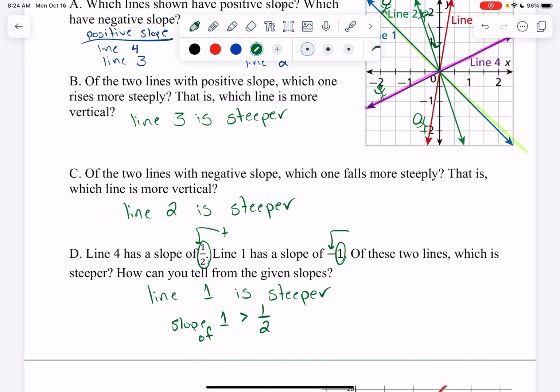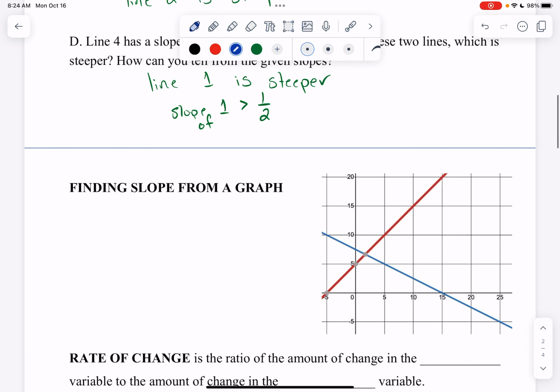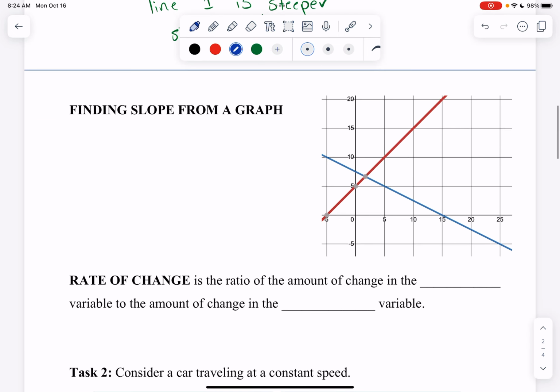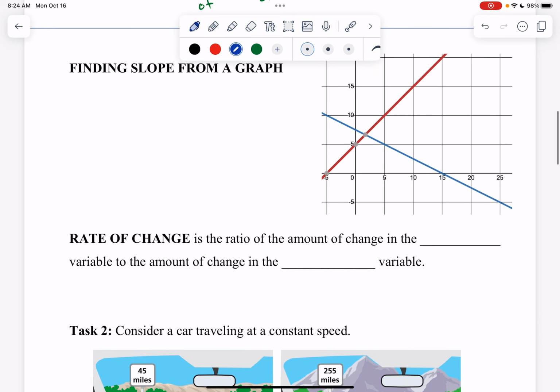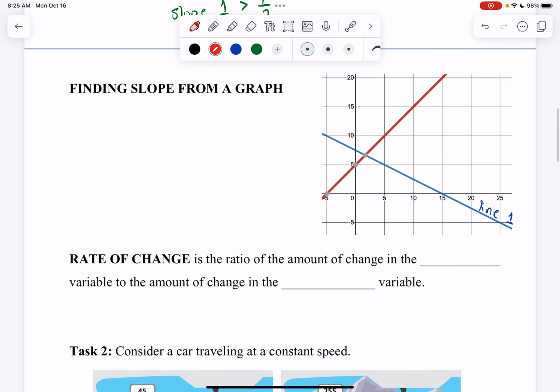Okay. So now how do we find, here we talked in this part D, we talked about giving numerical values to slope. How do we find that slope? One way is you can find slope from the graph. So here I have two different lines. I have a blue line. We'll go ahead, call that blue line line 1. And then I have a red line here. We'll call that red line line 2.